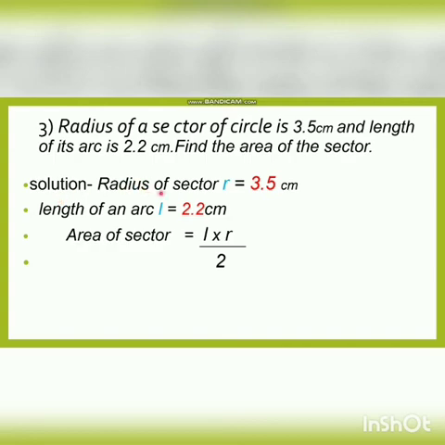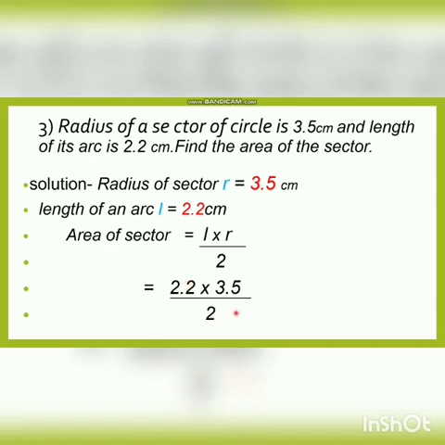In the solution, write down the radius of the sector, R is equal to 3.5 centimeter, which is given in our question, and the length of the arc, L is equal to 2.2 centimeter. So write down this formula: area of a sector is equal to L into R upon 2. Now, on the next step, putting the values of L and R, you get 2.2 into 3.5 upon 2.